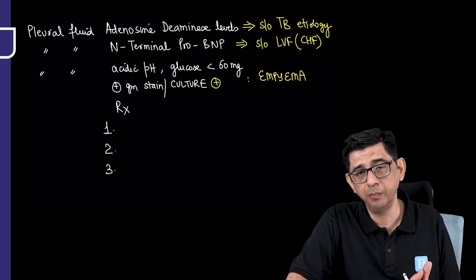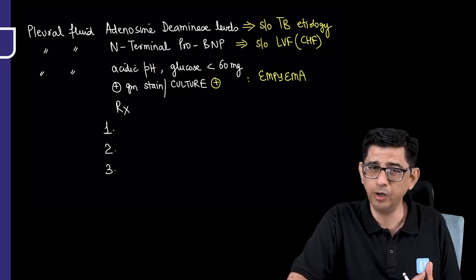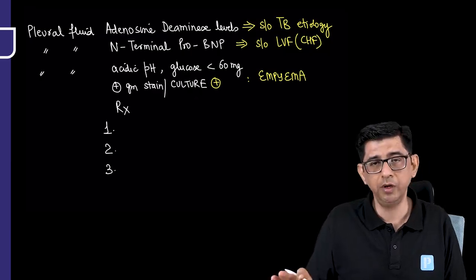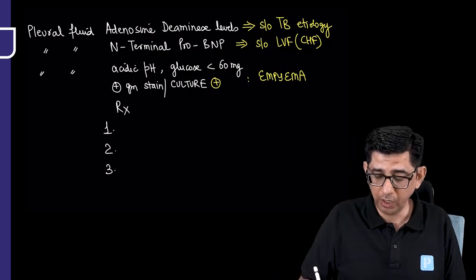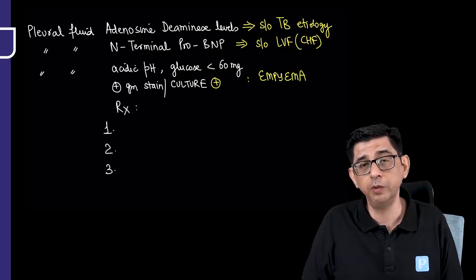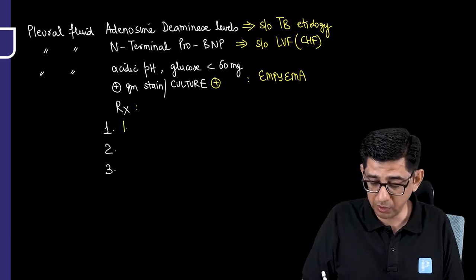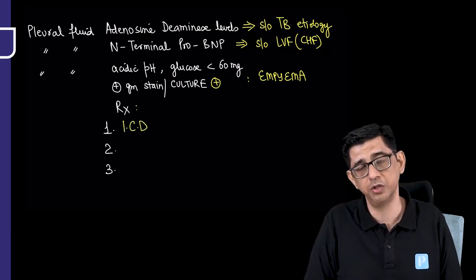Therefore, for the treatment of empyema, you will obviously have to give antibiotics, because, as you are aware, antibiotics have a horrible penetration into pus. So whatever I do, I have to give antibiotics. But from the treatment perspective, what I need to do in this patient, apart from antibiotics, is put in a chest tube.